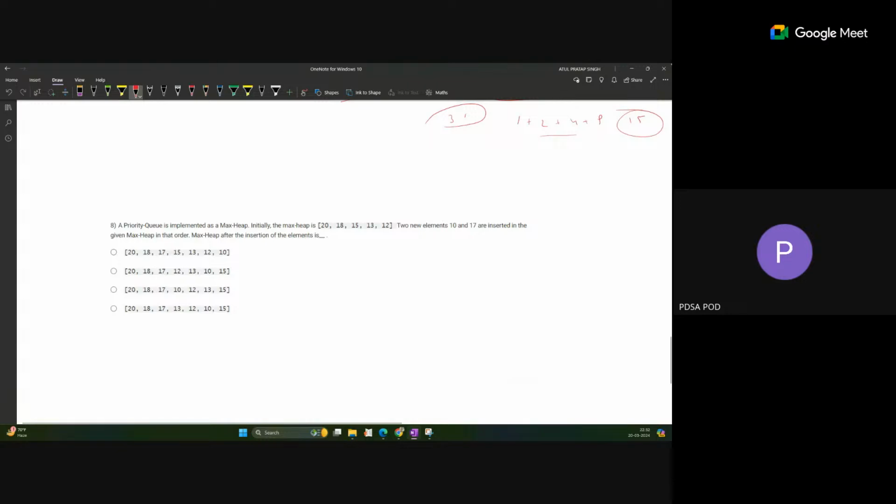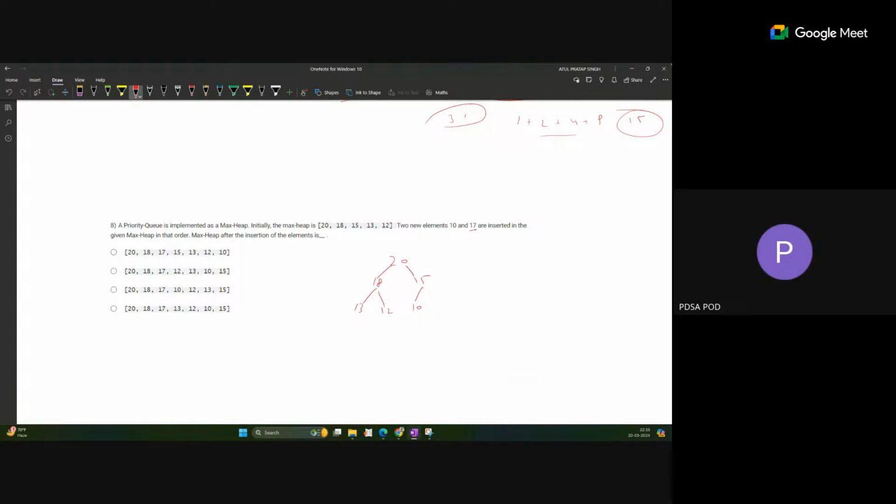So here this max heap is given: 20, 18, 15, 13, 12. Now we are inserting 10. So 10 will be inserted here. This is a max heap. So this 15 is already greater than 10, so nothing is happening. Now this is still a max heap.